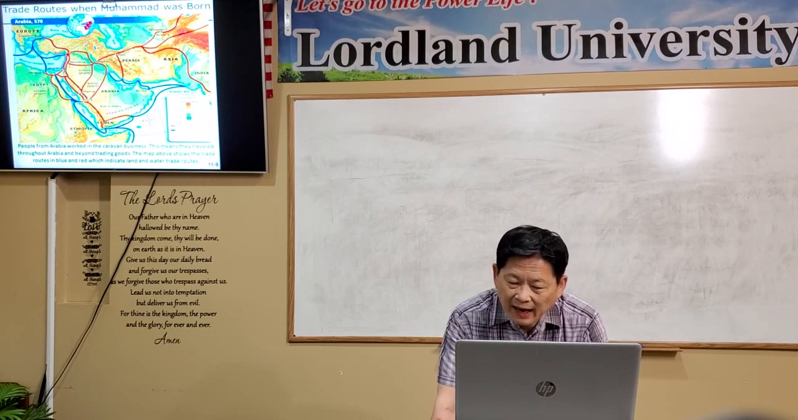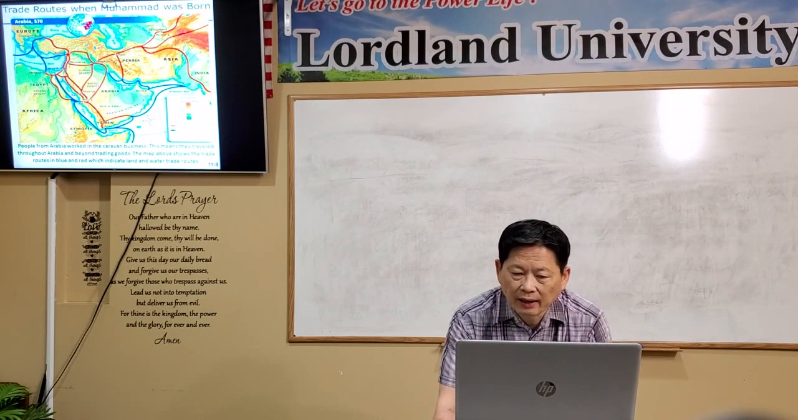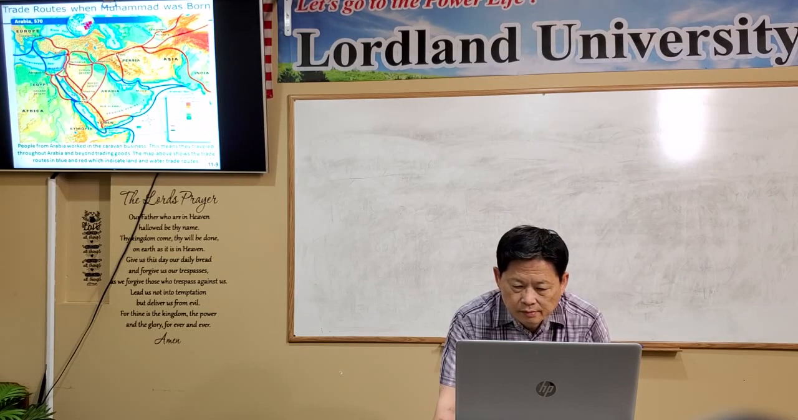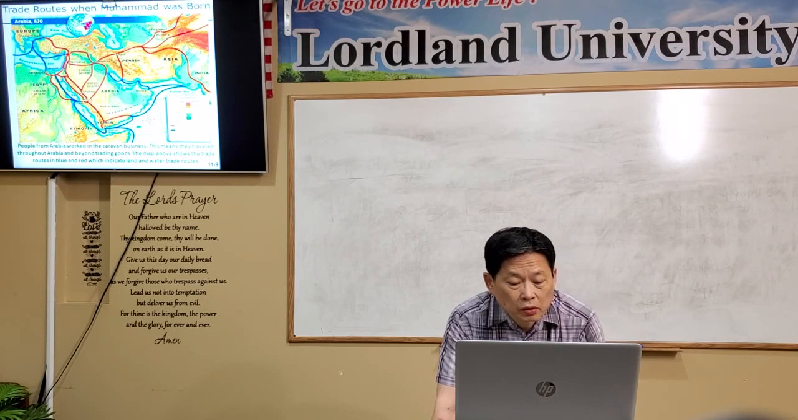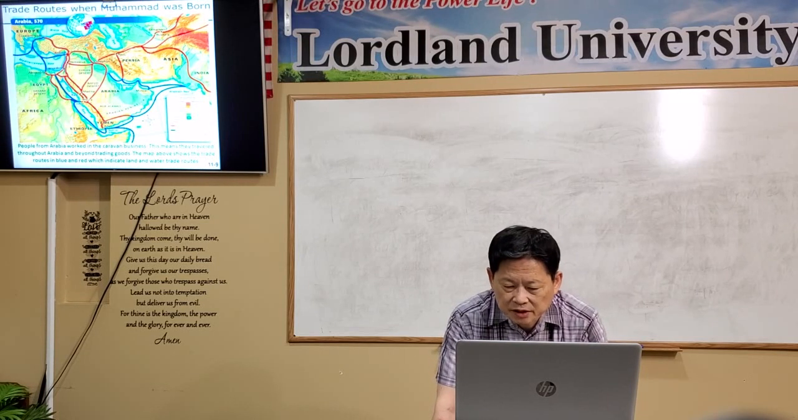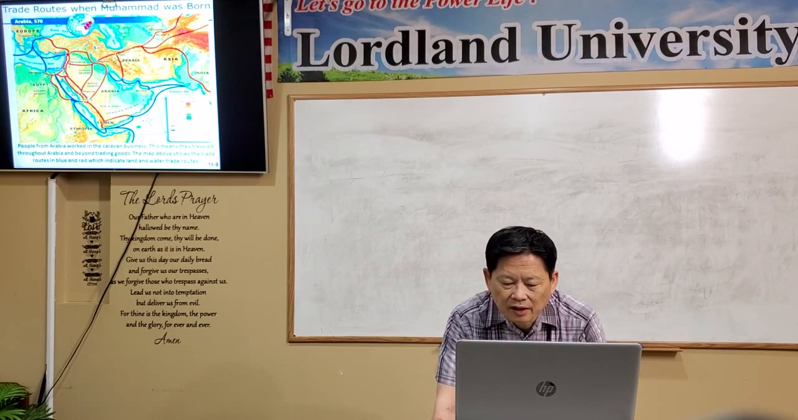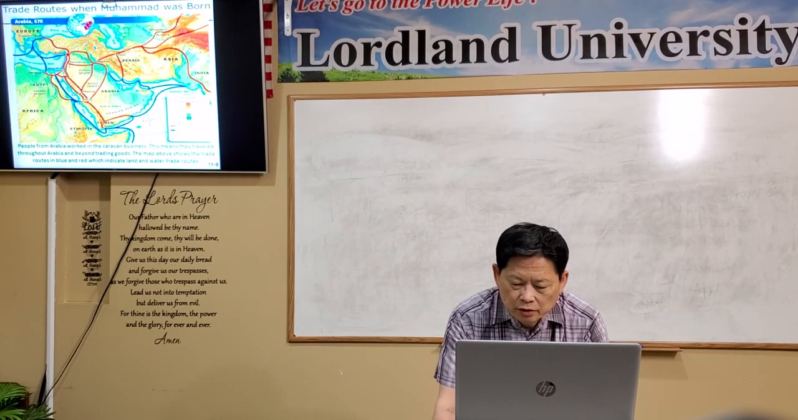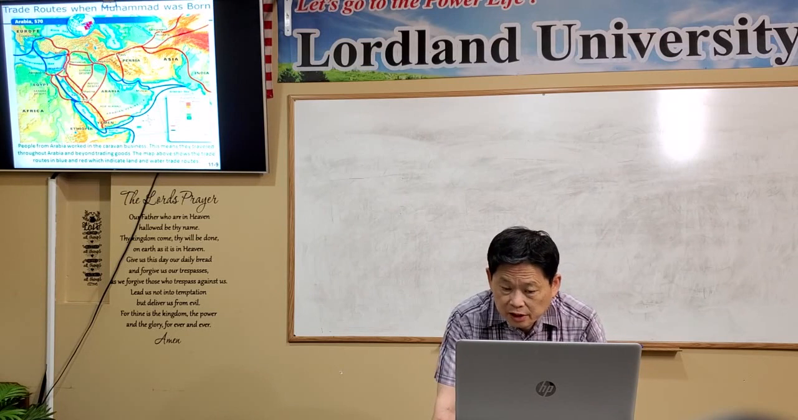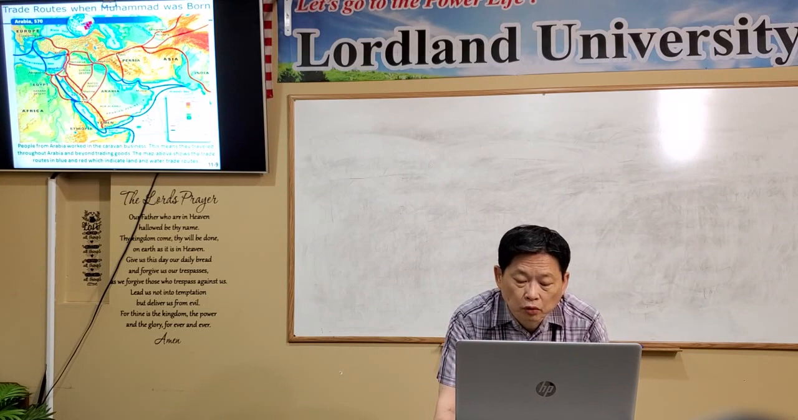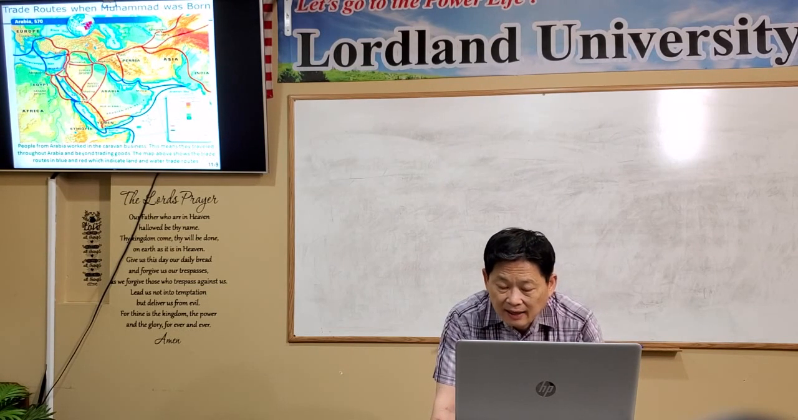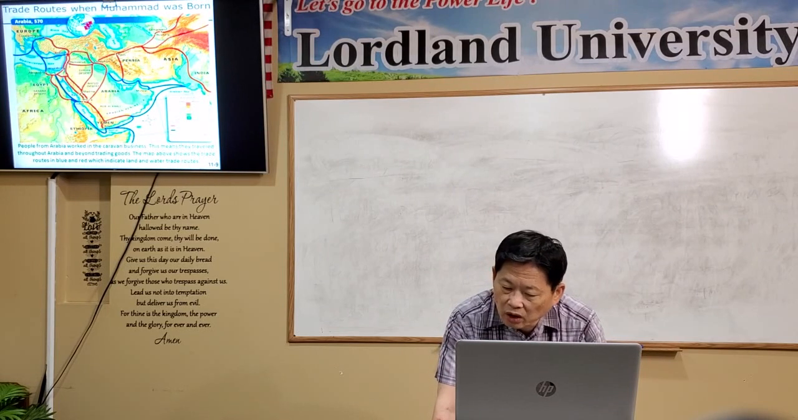Okay. This map shows the trade route when Muhammad was born in 570 in Mecca. The people from Arabia work in the caravan business. This means they traveled throughout the Arabia and beyond, trading goods. This map shows a trade route in blue and red color, which indicate the land trade route and the water trade route.